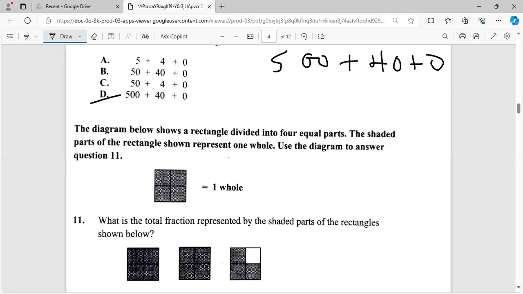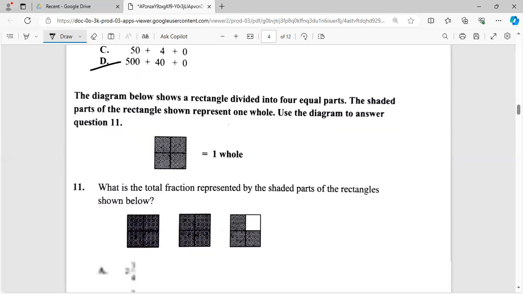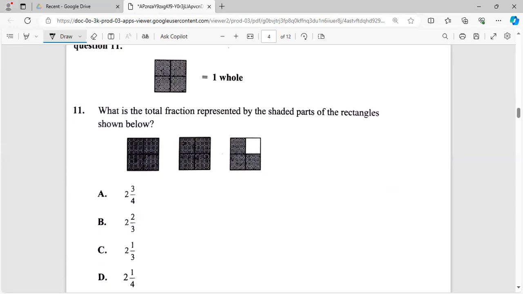The diagram below shows a rectangle divided into 4 equal parts. The shaded part of the rectangle shown below, use it to answer question 11. Which of the following fractions is represented by the shaded part of the rectangle shown below? Alright, so we have 1 whole plus another 1 whole, and then we have 3 out of 4, so that will be 3/4. So when I add 1 and 1, that's 2, so it should be 2 and 3/4. So that would be A.